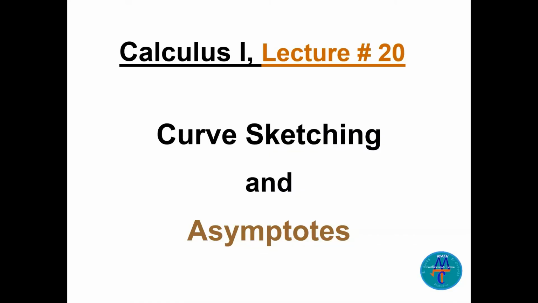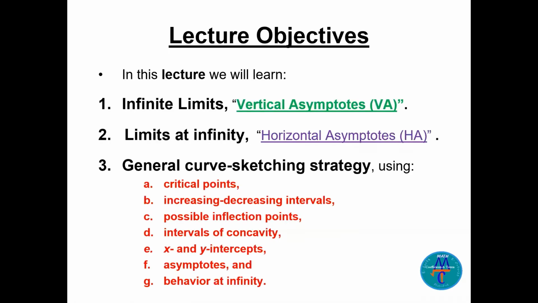This is lecture number 20 of the Calculus 1 lectures about curve sketching and asymptotes. We have seen simple curve sketching in lecture 18, I think, and this is lecture number 20.